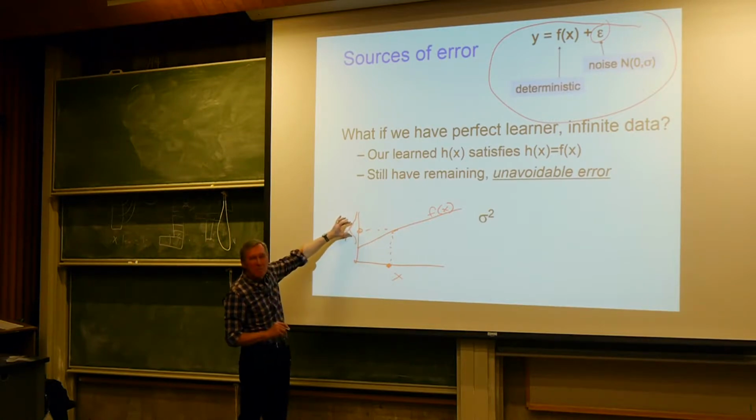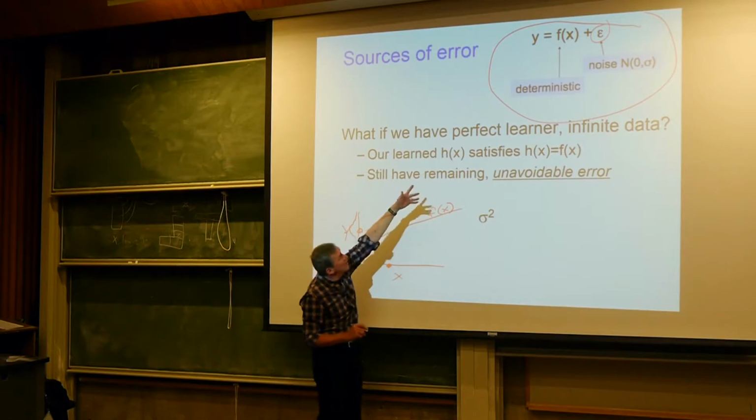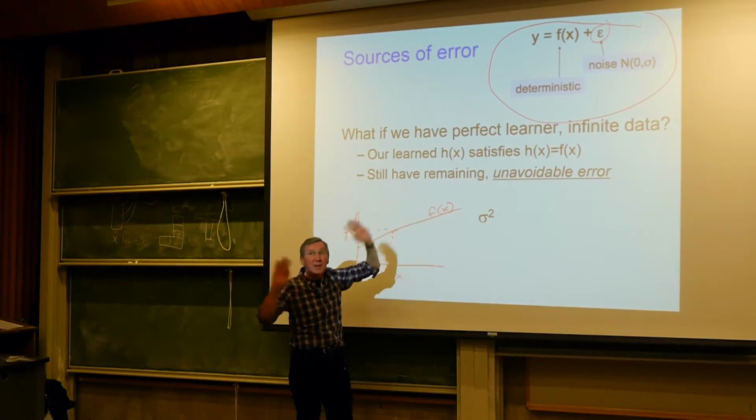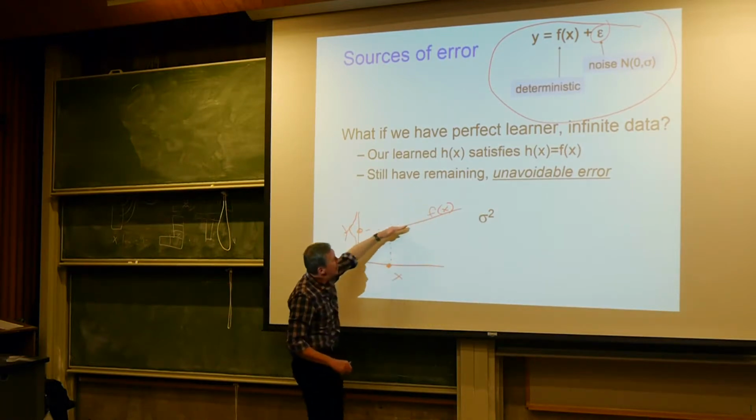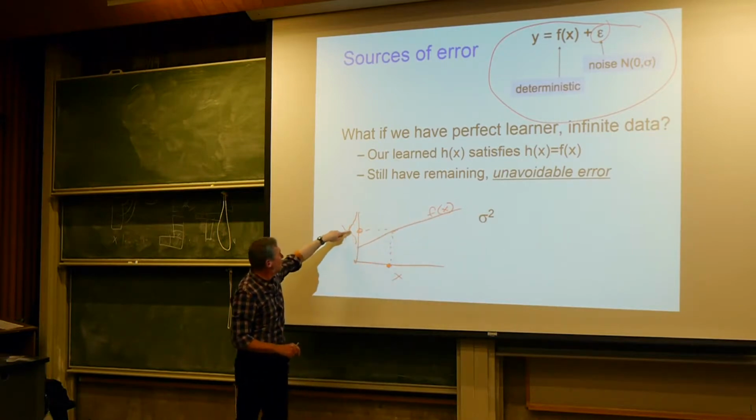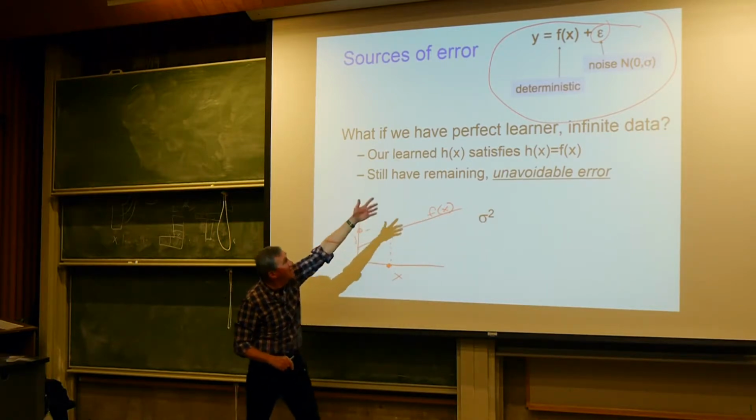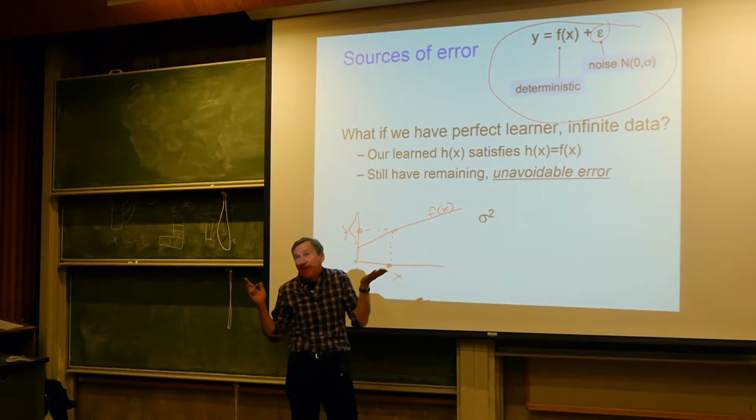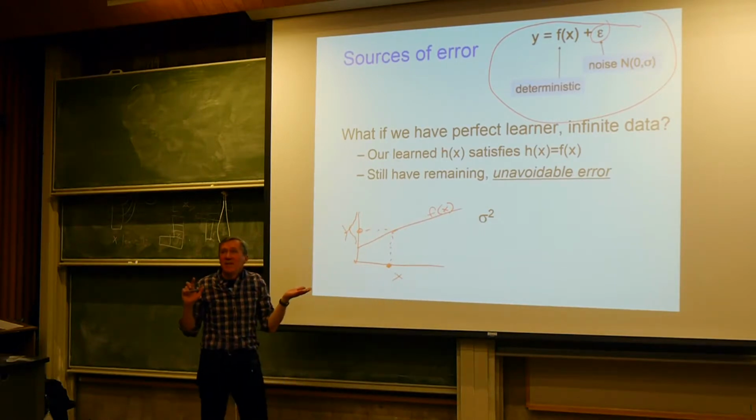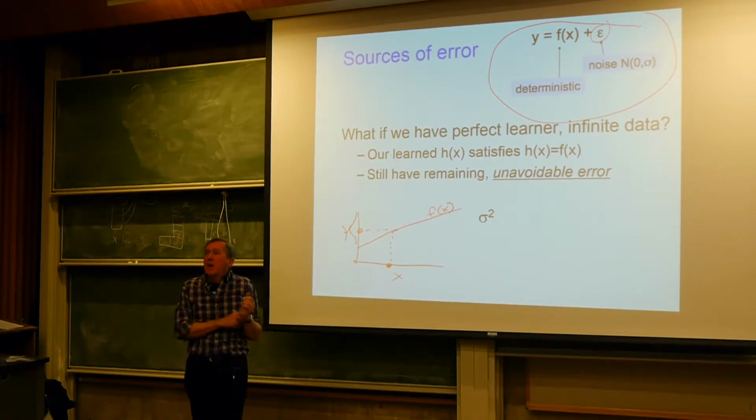So the unavoidable error is that even if I learn my W0 and W1 perfectly, so that I perfectly model f of x, I still won't perfectly predict every y because every observed y has noise added. And so what will be my mean squared error?